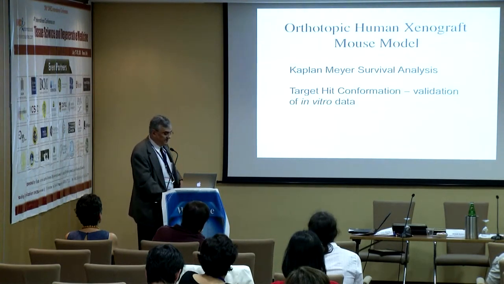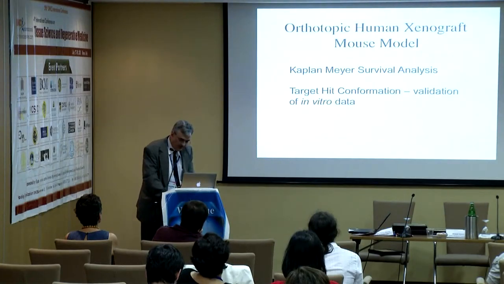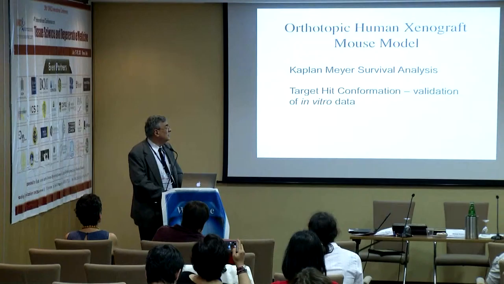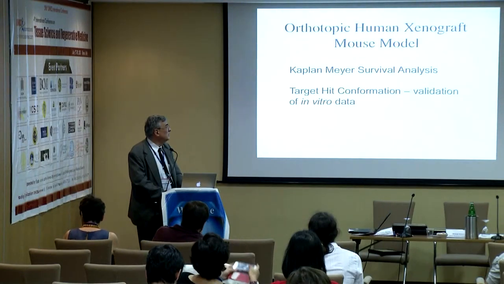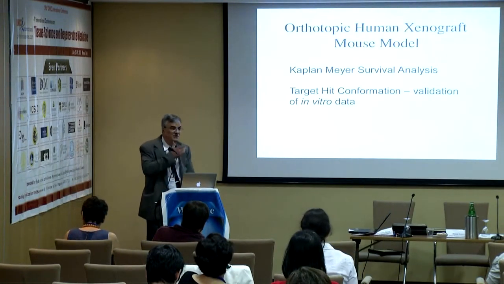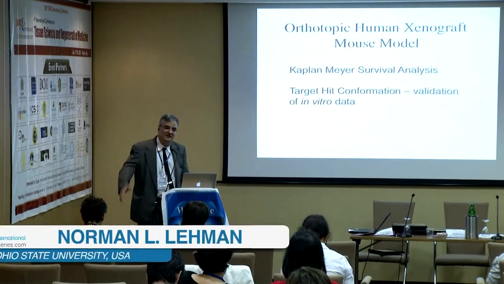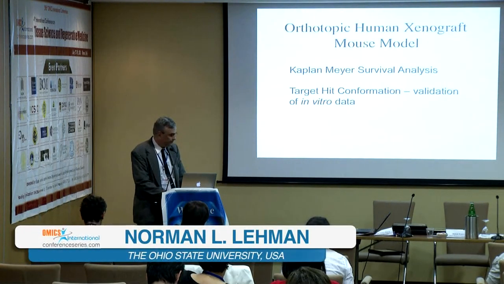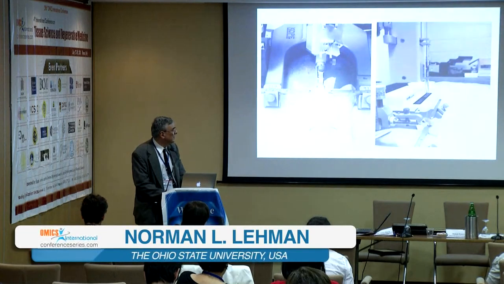So that's sort of the usefulness of the neurospheres, the different kinds of things you can do with the glioma neurospheres. But now, what can you do with the xenograft model? Of course, you can do your traditional Kaplan-Meier analysis to see if you prolong the survival of the mice with your treatment. And you can do target hit confirmation.